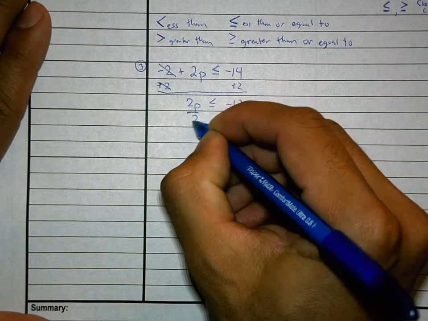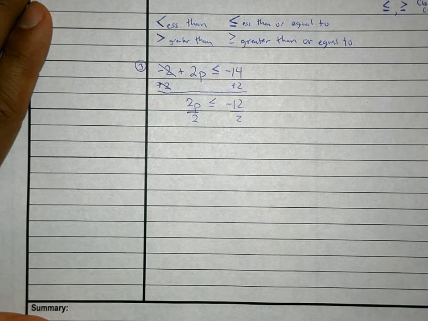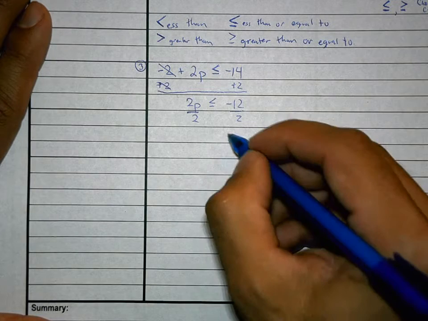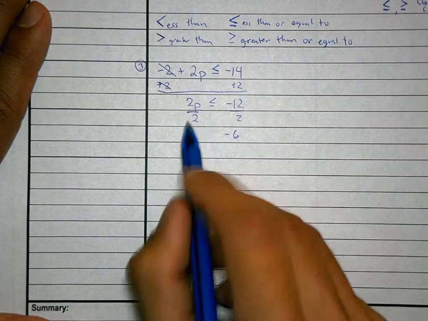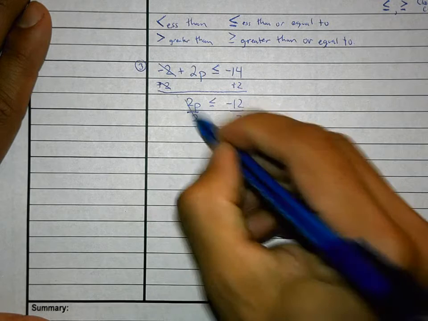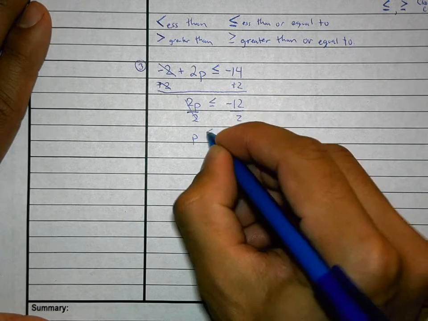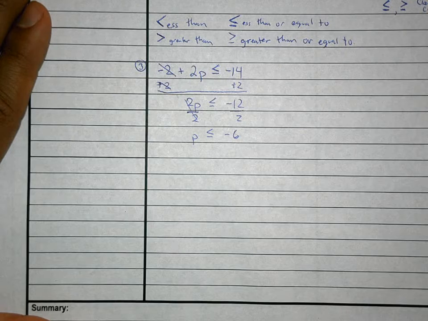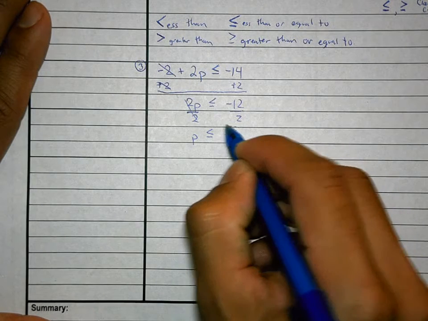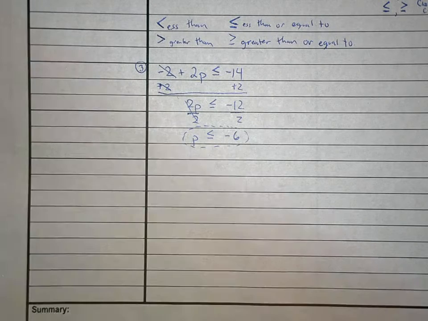Divide by 2. Divide by 2. And what do you get, Cian? You get negative 6. Okay, you got negative 6 over here, but what do I write over on this side and what do I write in the middle? Less than or equal to negative 6. Good. That's our answer. That's how we do these problems.